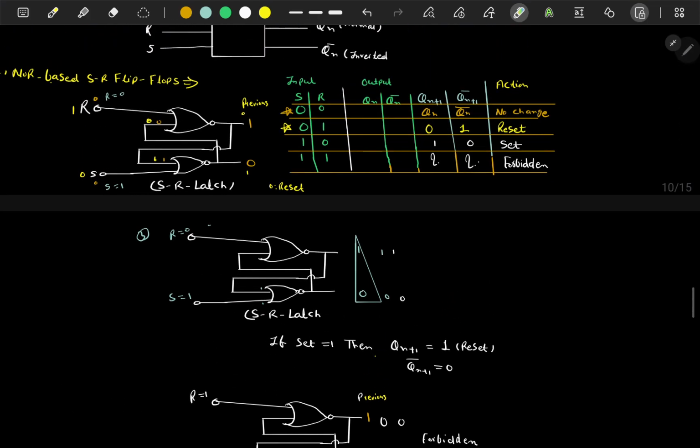So just remember this truth table. If both are 0, then no change will be there. If reset is 1, then it will reset the flip flop, meaning it will give you 0 in Qn, so obviously Qn bar equal to 1. If set is 1 and reset is 0, it will not be able to reset; it will be set, and Qn bar will be 0. And 1 1 is forbidden because it is giving you both 0.